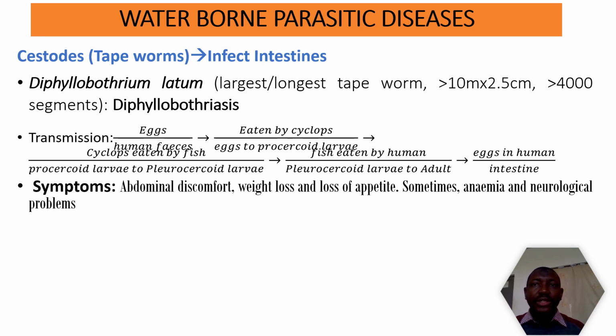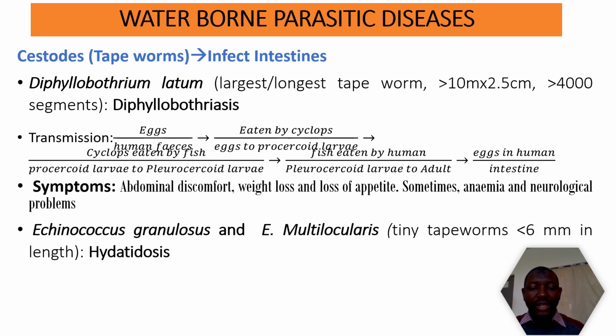The brain is most affected by the shortage of nutrients. So once there is a shortage of nutrients, neurological problems can occur in the infected person.